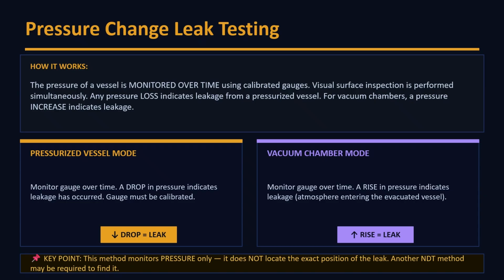Field tip. Always account for temperature variations. A pressure drop caused by cooling may not indicate leakage. This is a common field mistake made by inexperienced inspectors.